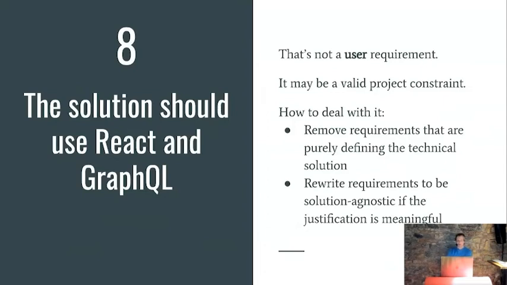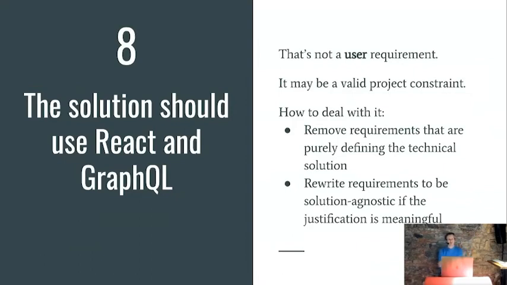At number 8, I'm sure you've seen this. User requirements that say the solution should use React and GraphQL or whatever other technical solution you may wish to think of. It is not a user requirement. It's possible that it's a valid project constraint. It's possible that it has already been decided that we should be using this as a solution because we already have a half-built product using these technologies, but it is not a user requirement. The user should not care whether we use React or not as a user.